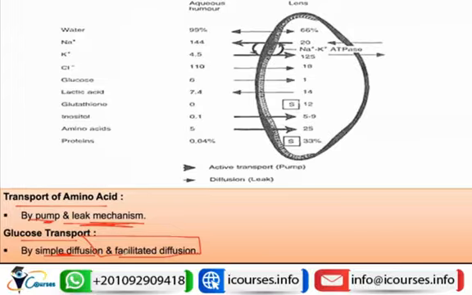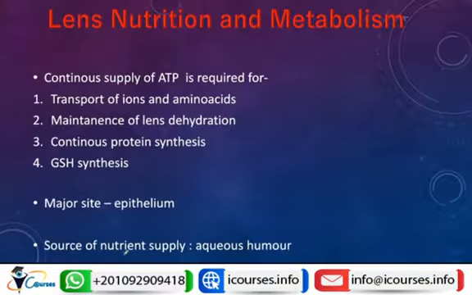This is important and asked in the MCQ. So one of the mechanisms for transport of glucose is called facilitated diffusion. So speaking about the lens, what are the contents that enter the lens and what exits from the lens? Here we come to the lens nutrition and metabolism.